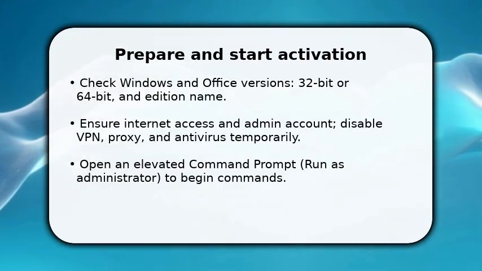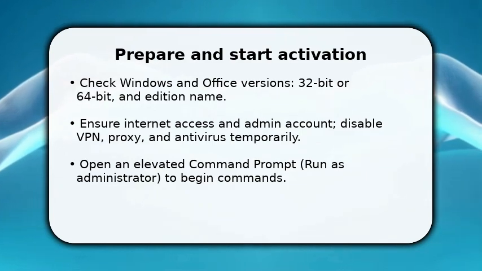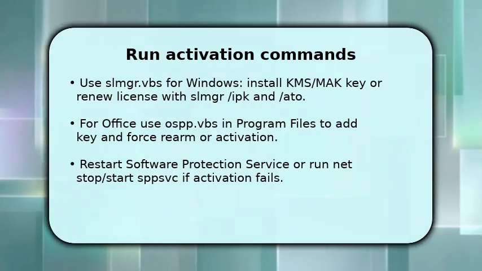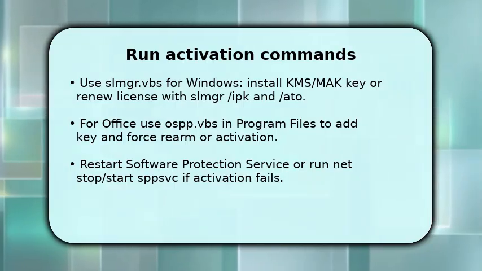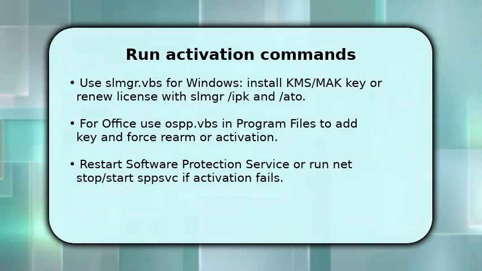Now proceed to the next steps to apply the license commands. You'll execute activation commands that actually tell Windows or Office to accept your license. First, run slmgr.vbs to install a product key with slmgr /ipk key, then force online activation with slmgr /ato.